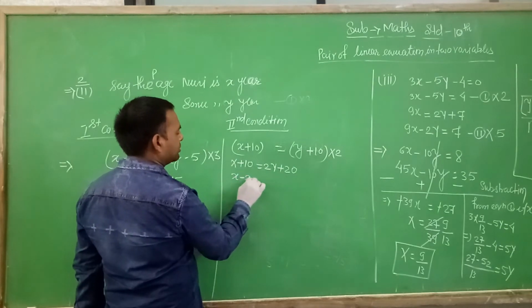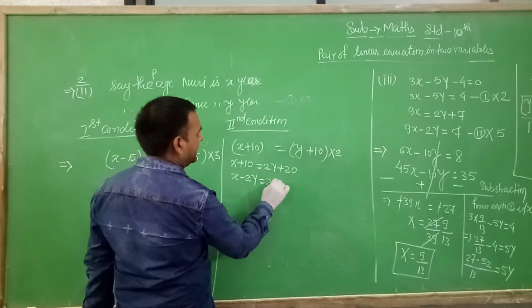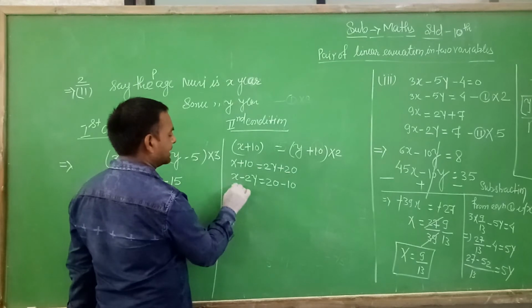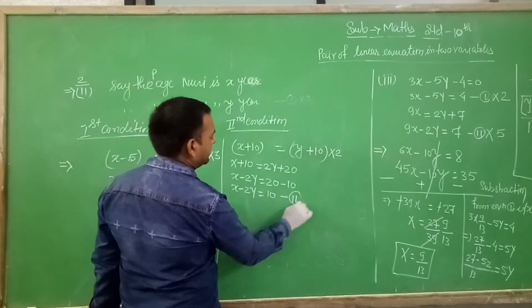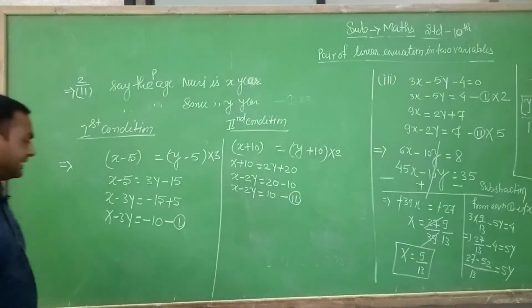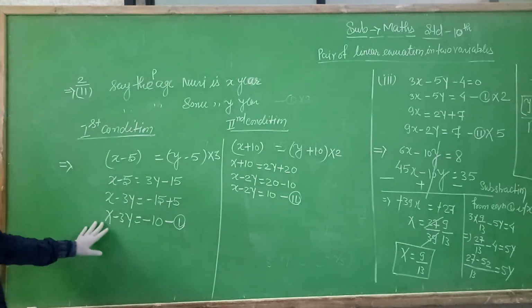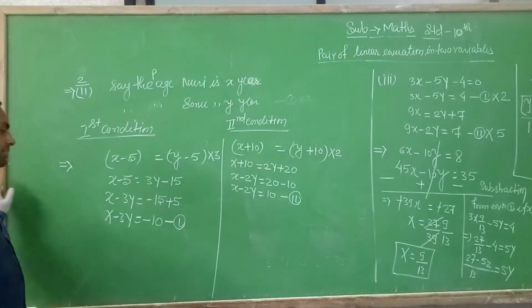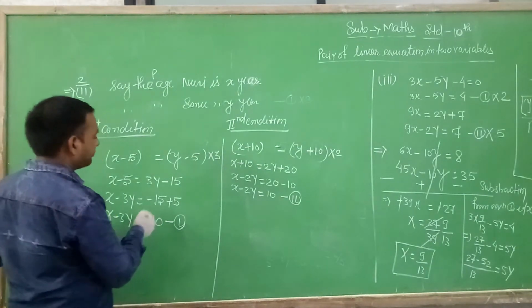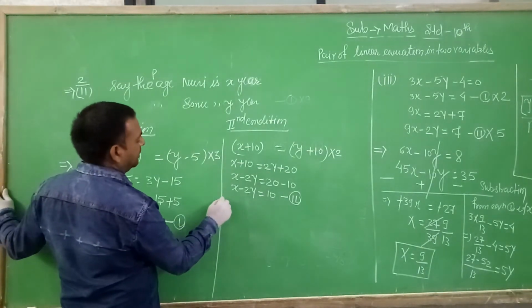Therefore x minus 2y is equal to 20 minus 10. So x minus 2y is equal to 10. This is equation number 2. You see equation number 1 and 2. Equation number 1 is x minus 3y equal to minus 10, and equation 2 is x minus 2y equal to 10.